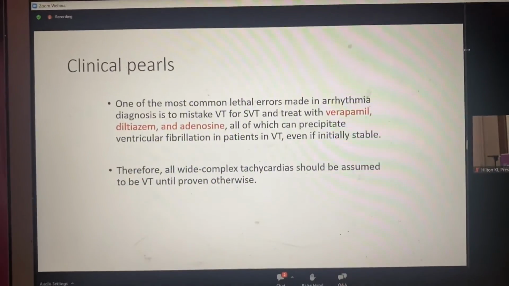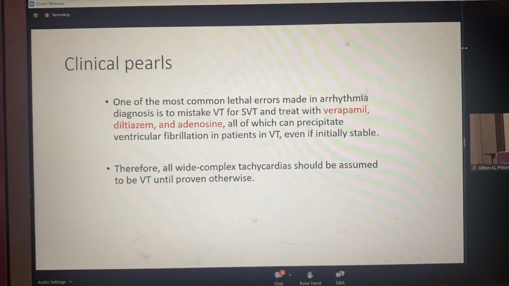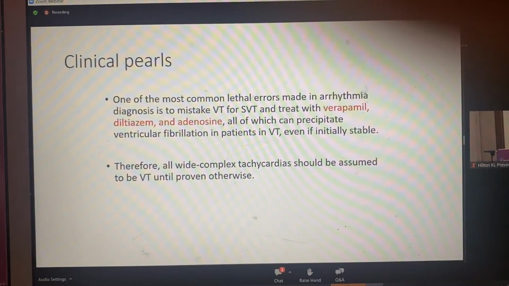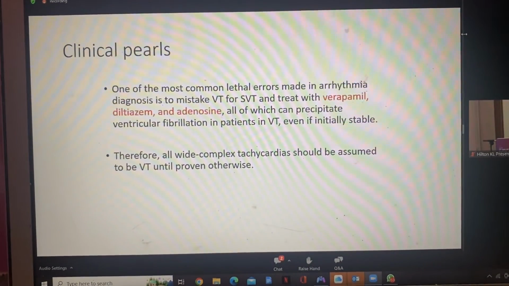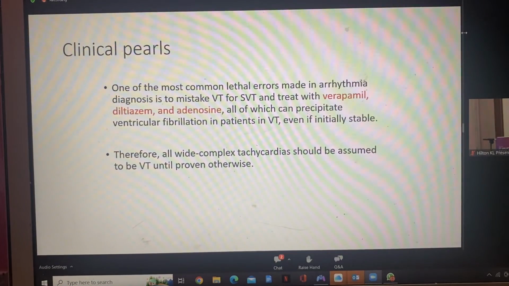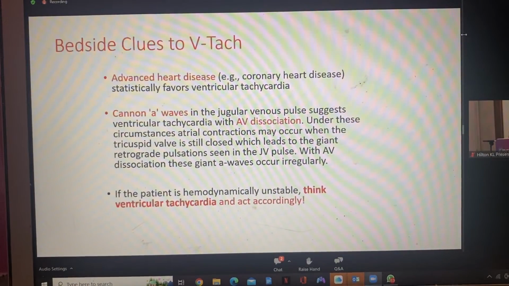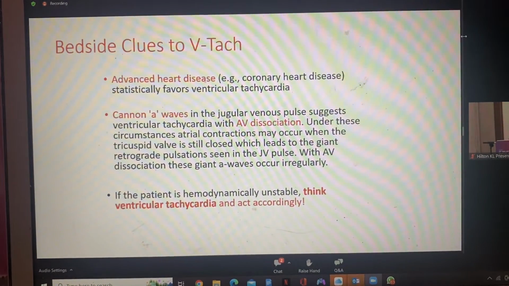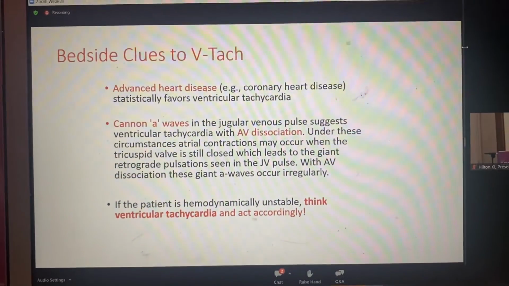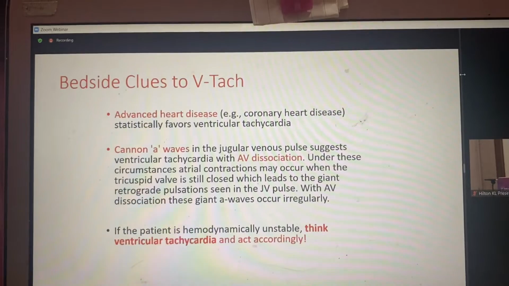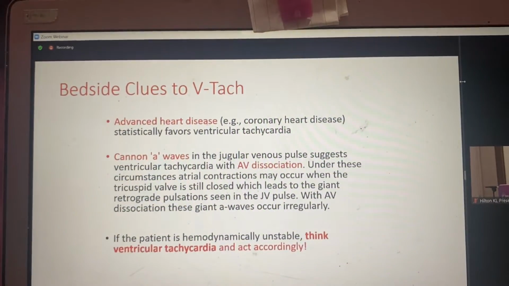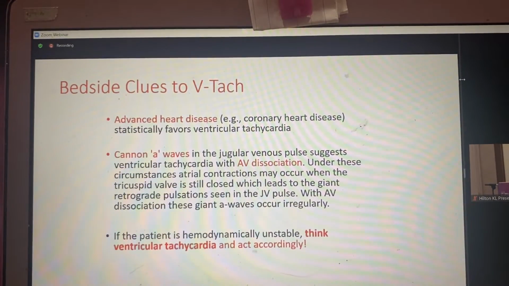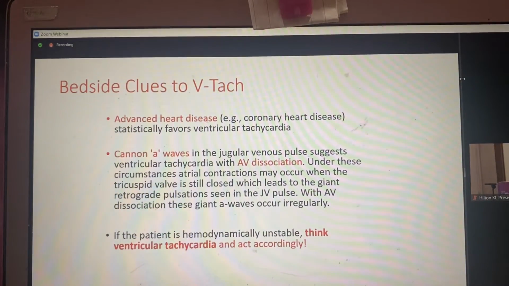So the clinical pearl: one of the most common lethal errors made in arrhythmia diagnosis is to mistake VT for SVT and treat with verapamil, diltiazem, and adenosine, where all of these are blocking the AV node. Therefore, all wide complex tachycardia should be assumed to be VT until proven otherwise. So some of the bedside clues. History: advanced heart disease, any congenital heart disease, any previous heart surgery done before. Sometimes you can see cannon A waves. These are associated with AV dissociation. And if the patient is hemodynamically unstable, think VT and act accordingly until proven otherwise.